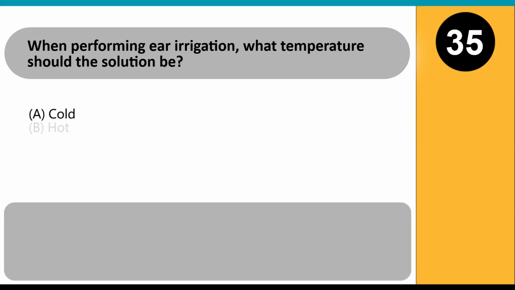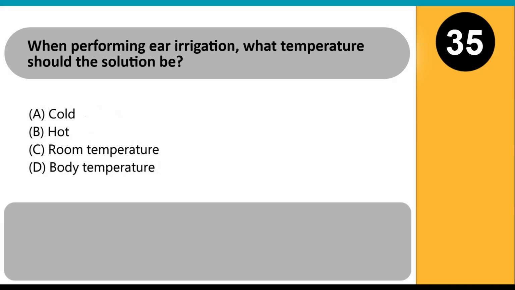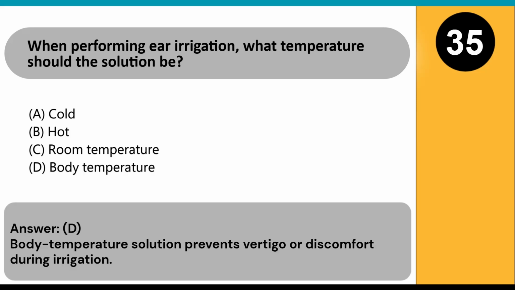When performing ear irrigation, what temperature should the solution be? A. Cold. B. Hot. C. Room temperature. D. Body temperature. Answer D. Body temperature solution prevents vertigo or discomfort during irrigation.